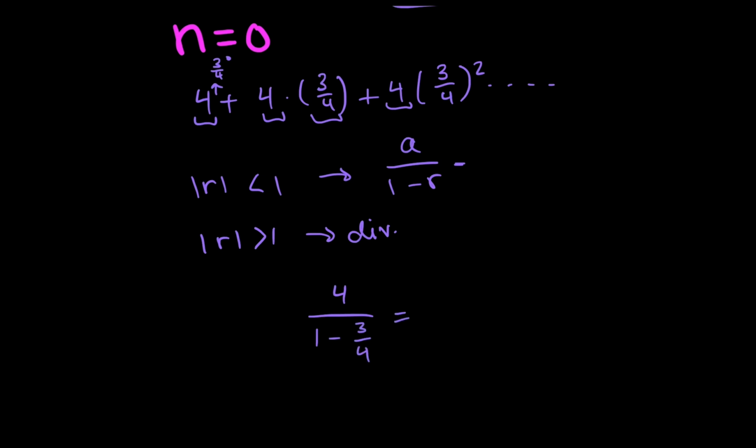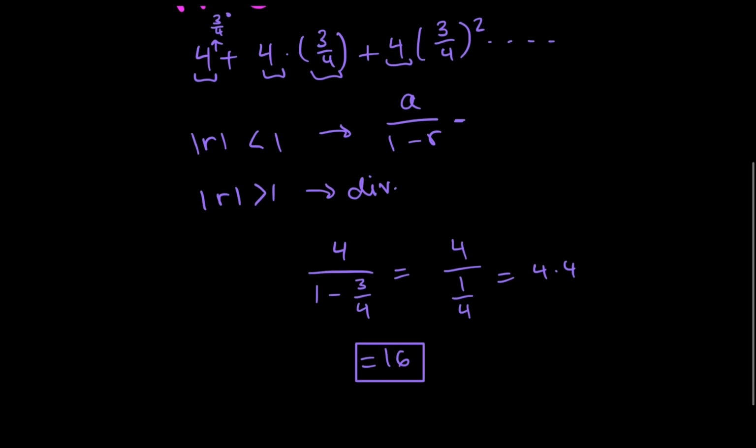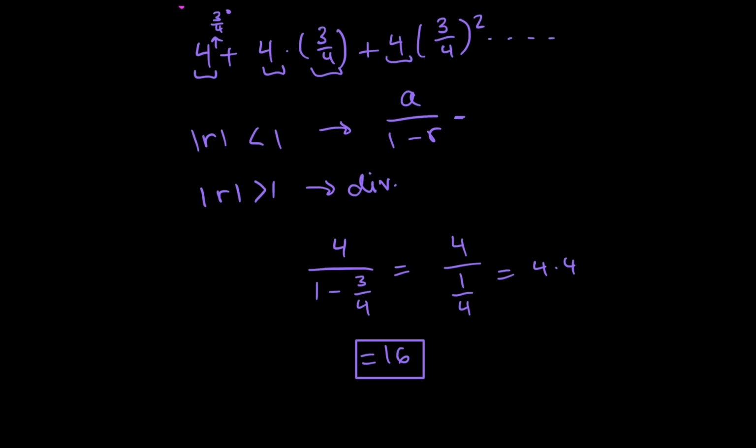Doing the math, you end up with 4 over 1/4, and that leaves you with 4 times 4 basically. And so you're ending up with an answer of 16, and that basically tells you that your series converges to 16. And that's it.